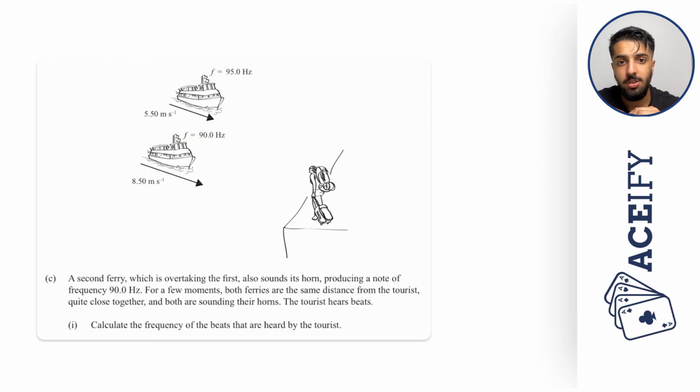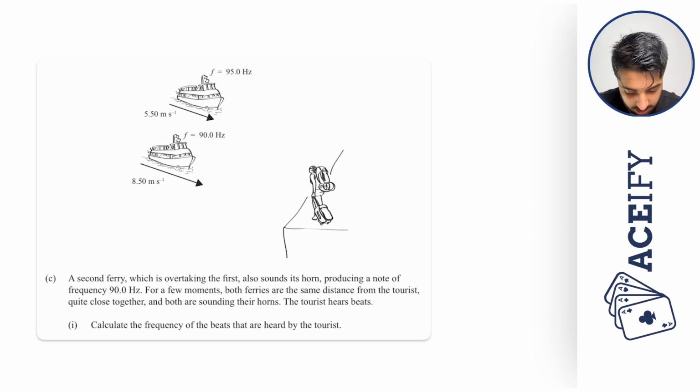A second ferry, which is overtaking the first, also sounds its horn, producing a note of 90 Hz. For a few moments, both ferries are the same distance from the tourist, quite close together, and are both sounding their horns. The tourist hears beats. Calculate the frequency of beats heard by the tourist.